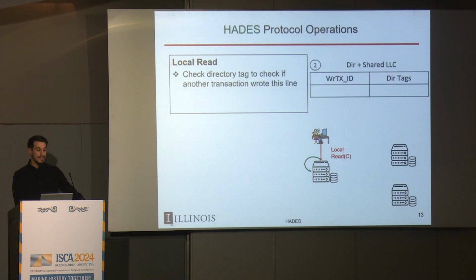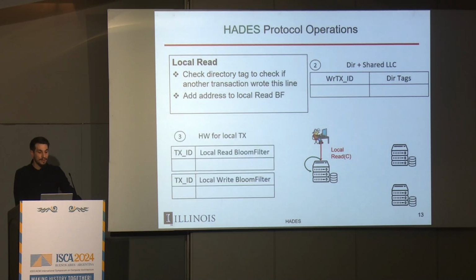A local read checks the directory tag to see if there is another transaction that wrote this line. If it does, it means that there is a transaction conflict that we have to squash. If not, then we add the address to the local read Bloom filter.